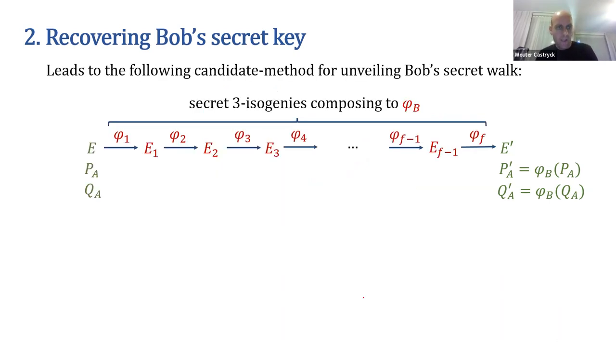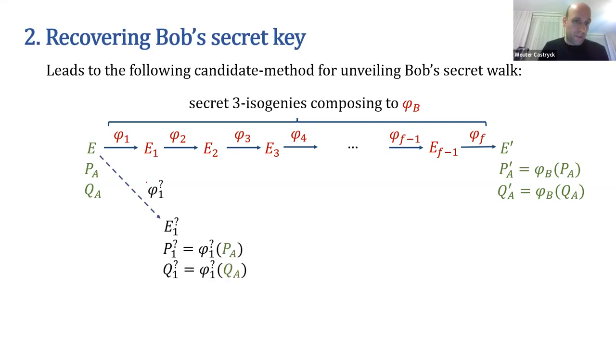Okay, so this is then the candidate method for unveiling the secret walk over. So Bob, again, we have the starting curve E, we have the codomain curve E prime, we have Bob's secret 3 to the f isogeny, which we write as a composition of degree 3 isogenies. We have these points PA, QA of Alice, and we have the images here. And now we would like to reconstruct this path. What are we going to do? Well, we are going to make a guess for the first step. There are 3 or 4, depending on how you set it up, but in our case there will be 3 options for phi 1.